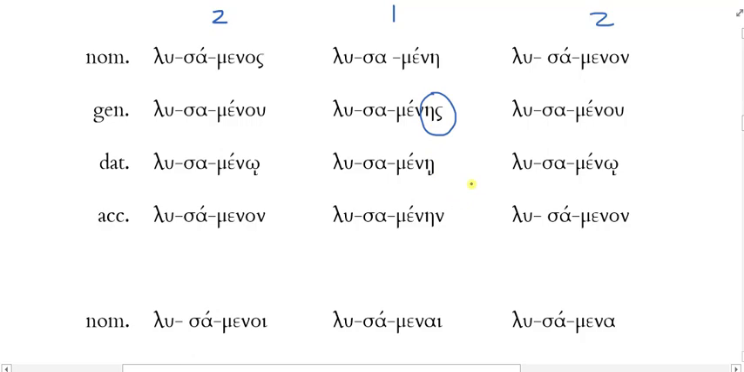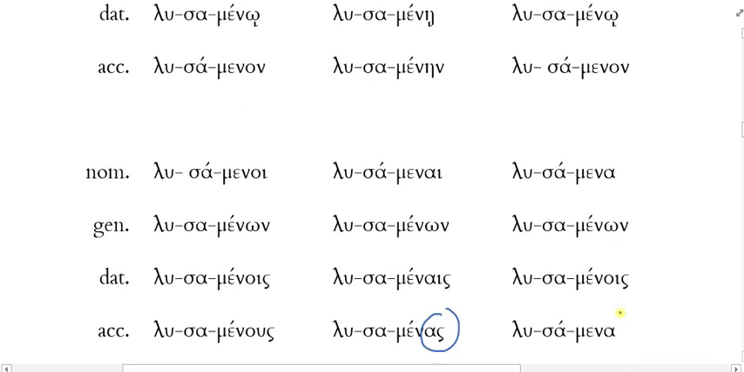All right, and then the neuter forms, everybody. Lusamenon, lusamenu, lusameno, lusamenon, lusamena. And let me get this on the screen here. Lusamenon, lusamenois, and lusamena. Okay, and we notice the same thing. Our nominative and accusative neuters are always identical to each other. The genitive and datives are identical to the masculine forms over here.